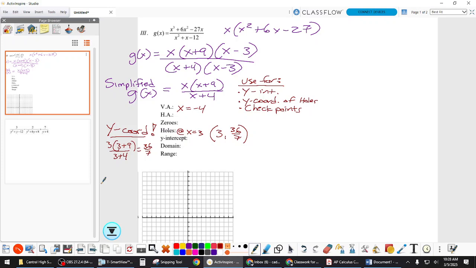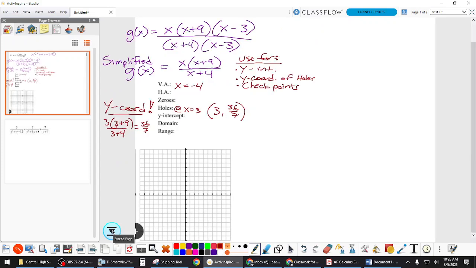Alright, zeros come from the zeros of the numerator. So if we look, do I have a 0 at 3? No, because it was a hole, right? In fact, if we go graph that, 36/7 is roughly 5. So we're going over 3 and up. Let's see, 1, 2, 3, 4, 5. Put a big old hole right there. I want to make sure I can see it, okay? It's okay if it covers up more than just the little teeny point. Make me see the hole. Open circle.